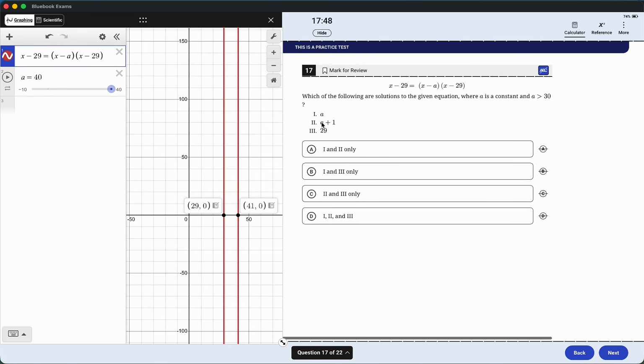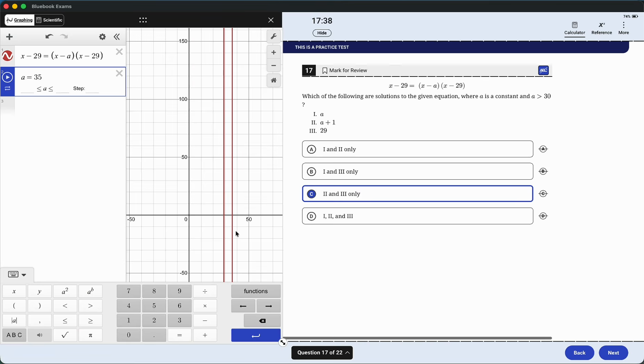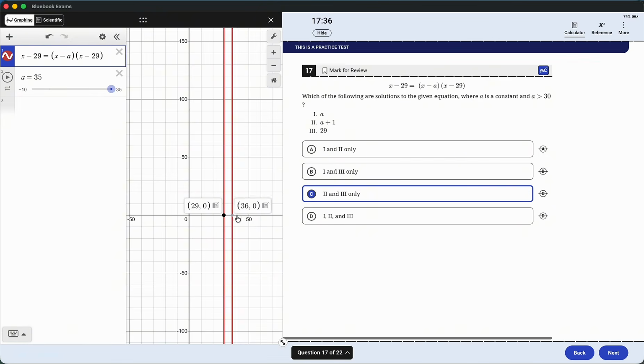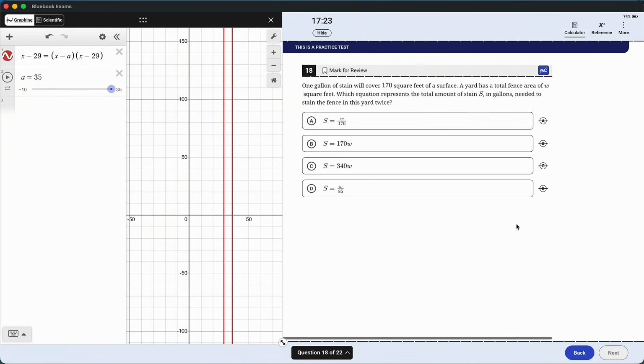It says something about A. What did we make A? We made A 40, right? So Roman numeral 2 is then going to be 41, right? A plus 1. And you can see I can change the value of A. If I make it 35, I'm going to have 29 still, but now I'm going to have 36. You're always going to have 29, and then the other one is always going to be one more than whatever you made A. So if you know that, you don't have to mess about with any algebra. You just throw it in Desmos, get your answer.